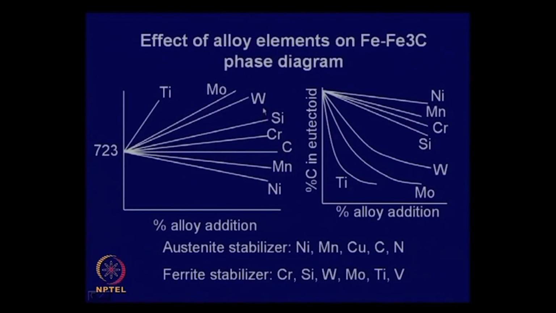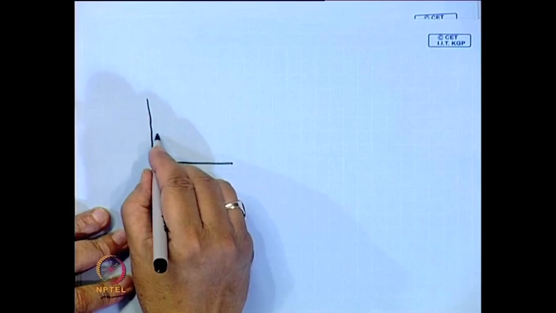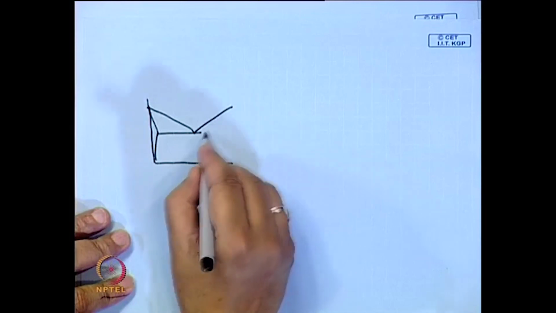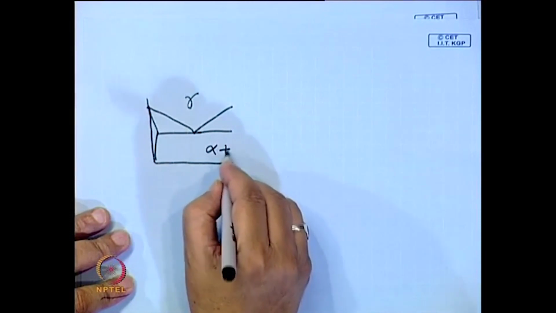Now, let us see how alloy element addition affects the heat treatment procedure. Two things we can think of that an alloy addition will do. One, it will alter the phase diagram, and second, it can alter the transformation diagram. Phase diagram means, if you recollect, this is the steel, say normal carbon steel. So, this is gamma, this is alpha plus cementite.